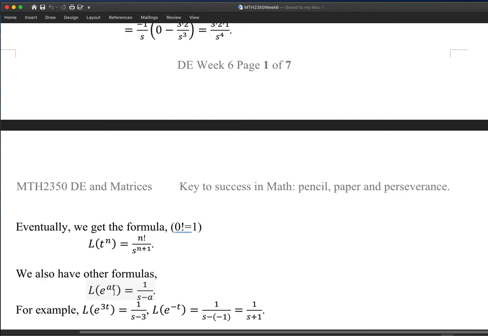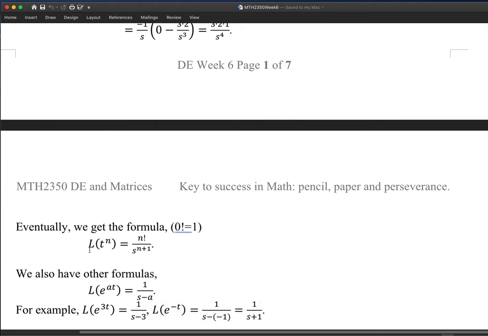The Laplace transform of e to the at can be derived as 1 over s minus a. For example, the Laplace transform of e to the 3t is 1 over s minus 3. The Laplace transform of e to the negative t, because a is negative 1, is 1 over s minus negative 1, which just turns out to be 1 over s plus 1.